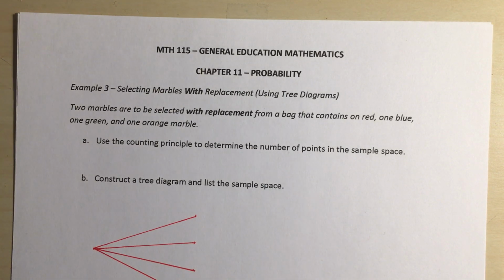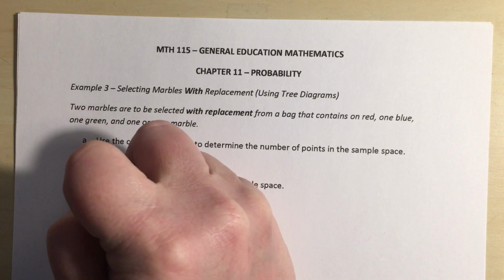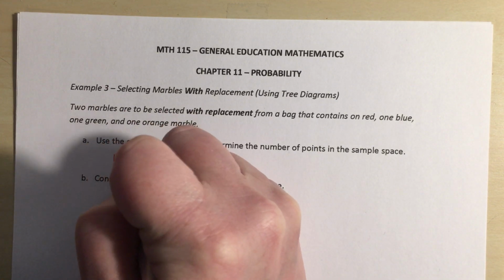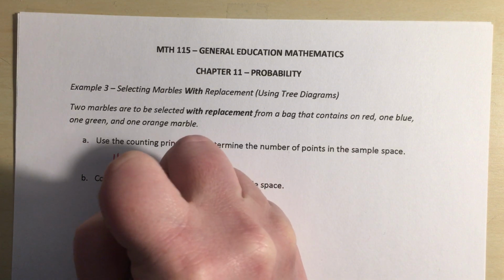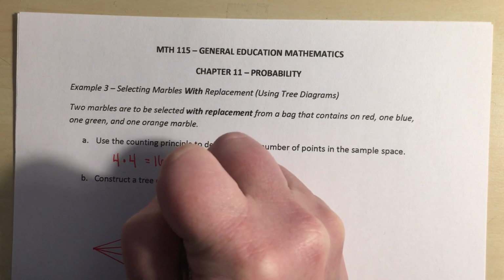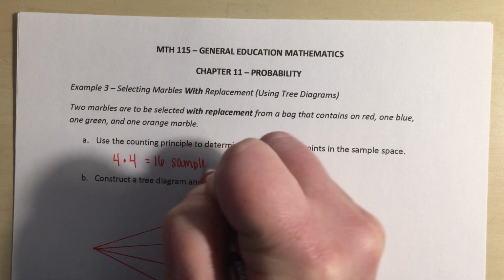All right, so for our last tree diagram example, this time we're going to select marbles with replacement. That means that after we select one, we're going to put it back in the bag that contains all the rest of them, and we do have a possibility of selecting the same one over again. So that means that we have 4 options for our first color, and we also have 4 options for our second color. It's going to give us a total of 16 sample points.